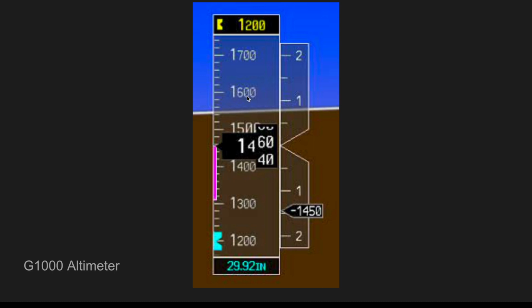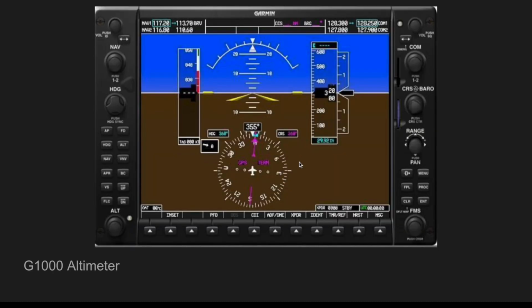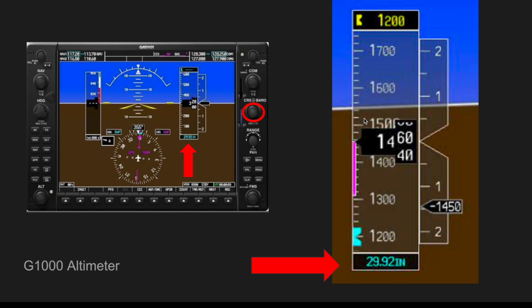Okay. So this is what it looks like when we fly our simulators, and if you fly a G1000 type aircraft, we just call this the altimeter, just like the other ones. Just so you know, we're going to get to this later. This one on the side is the vertical speed indicator as well. Where is it on here? There's your barometer knob. That's how you set the pressure. And you set that pressure right there, and then this is the altimeter. So the altimeter is on the right.